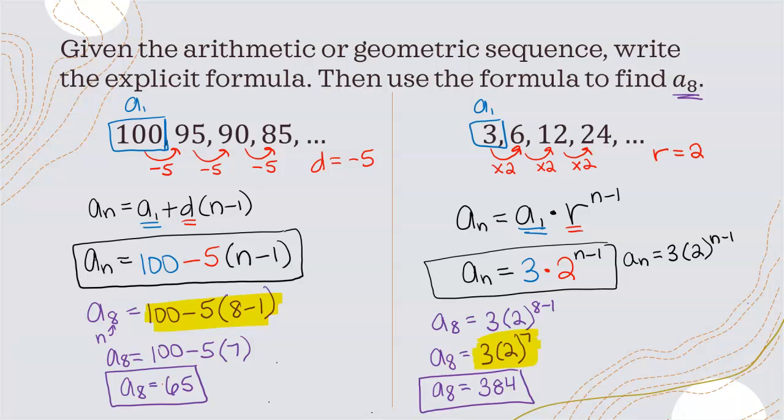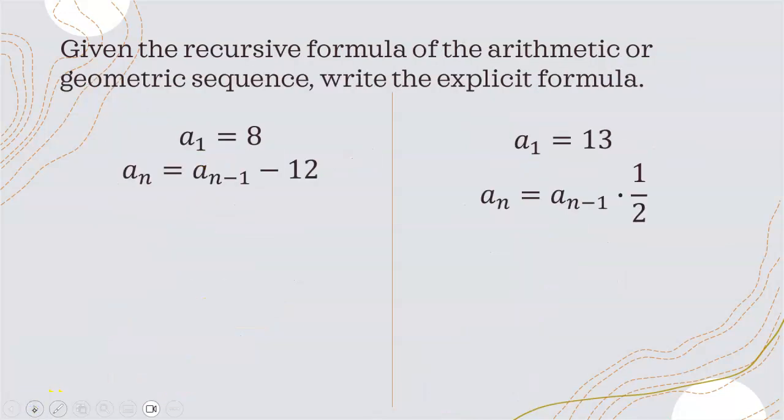So that's one example of using the explicit formula to find a later term. Another example that we could do is, given the recursive formula, identify the explicit formula, or write the explicit formula. So just like before, if I am writing my explicit formula, I have a sub n is equal to a sub 1. Now, in this case, this is going to be an arithmetic sequence because we have this minus here. So I know it's going to be arithmetic. So my explicit formula, a sub n equals a sub 1 plus d times n minus 1.